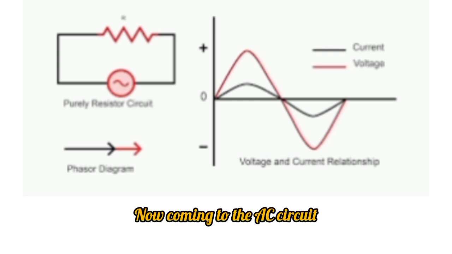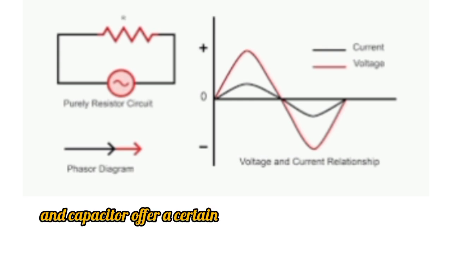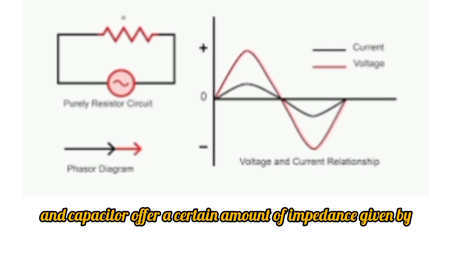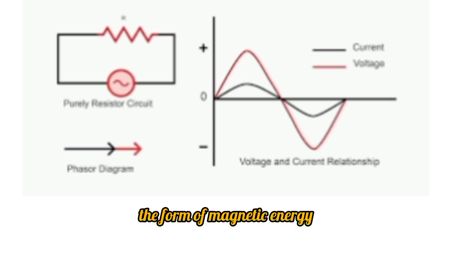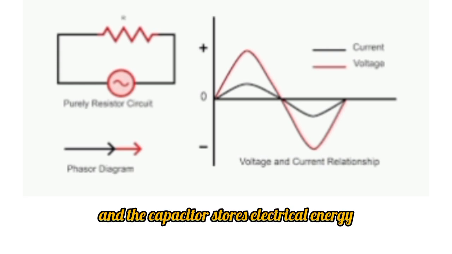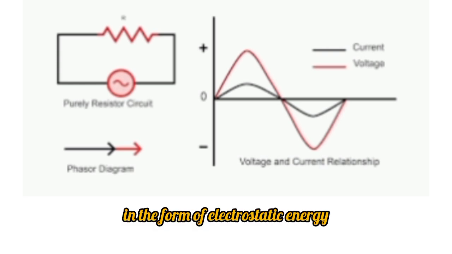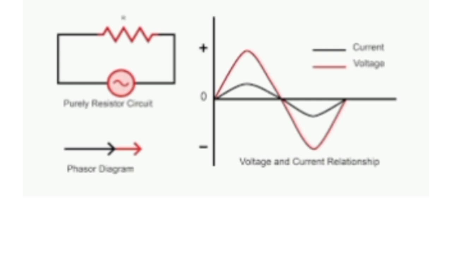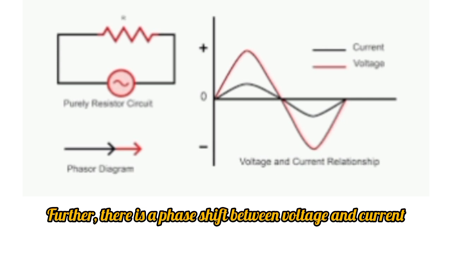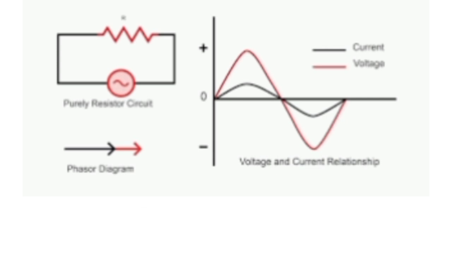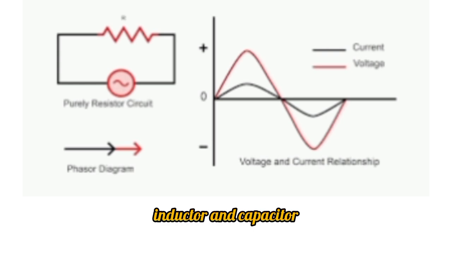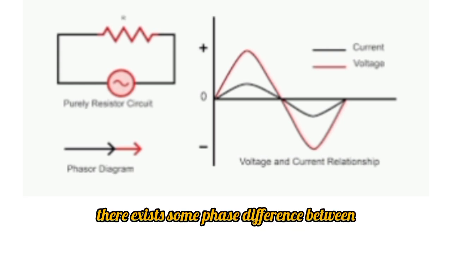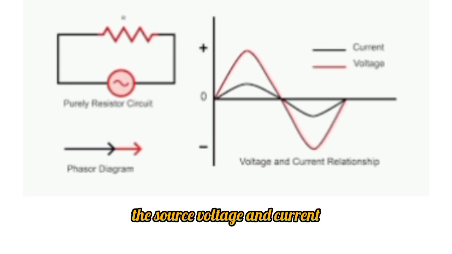Now coming to the AC circuit, here both inductor and capacitor offer a certain amount of impedance given by. The inductor stores electrical energy in the form of magnetic energy, and the capacitor stores electrical energy in the form of electrostatic energy. Neither of them dissipates it. Further, there is a phase shift between voltage and current. Hence, when we consider the entire circuit consisting of a resistor, inductor and capacitor, there exists some phase difference between the source voltage and current.